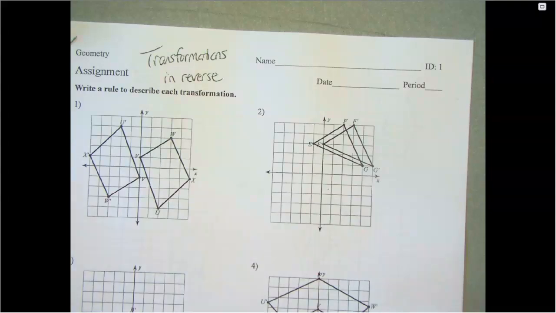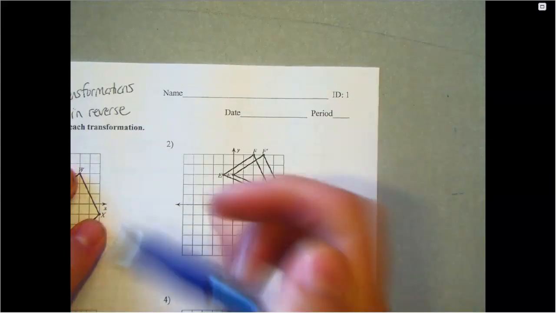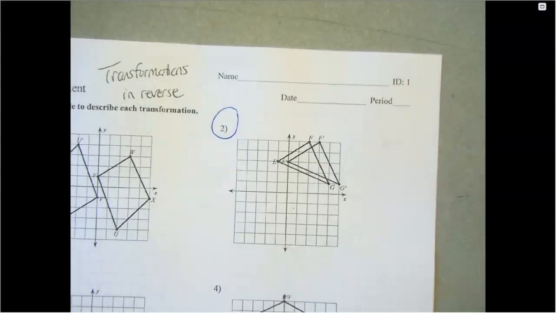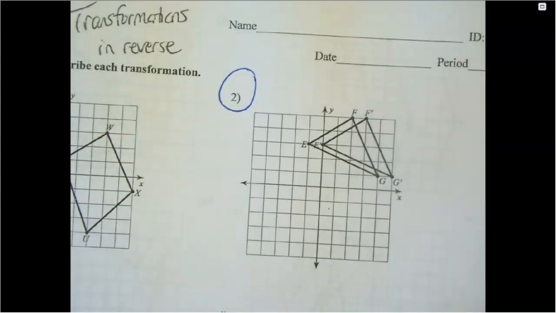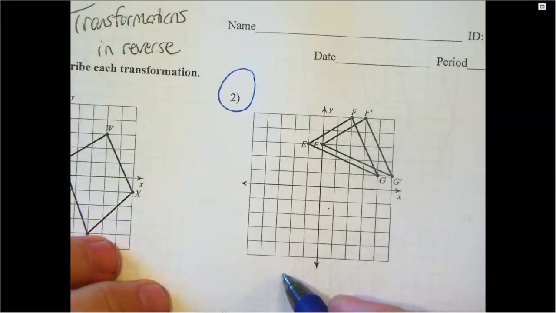So if I look at 2, is that a dilation? Does it get bigger or smaller? Number 2. Not bigger or smaller. Is that a reflection? Is it mirrored over itself? No. Is it a rotation? Did it spin? No. So what's left? Translation.